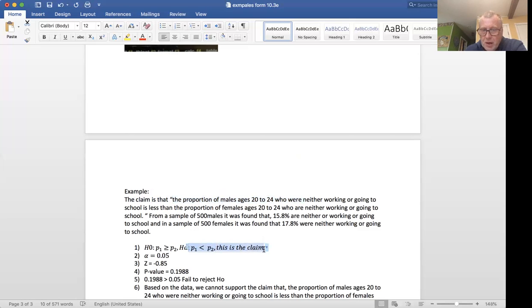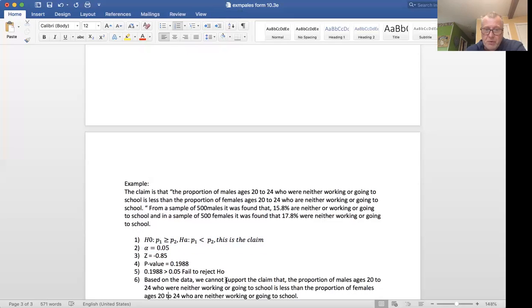So that's our claim: p1, males, because that's the first group mentioned, is less than p2. The opposite, H0, would be p1 is greater than or equal to p2. Our level of significance is 0.05. We put the information into our calculator to generate the output. We get a test statistic of minus 0.85 and a p-value of 0.1988. So 0.1988 is greater than 0.05, so we're going to fail to reject.